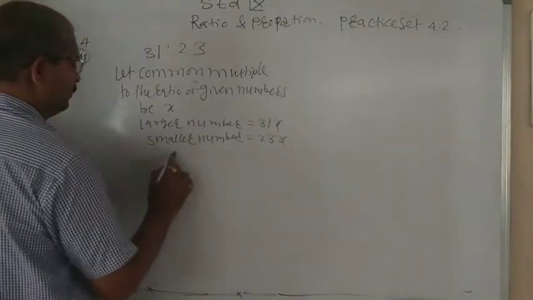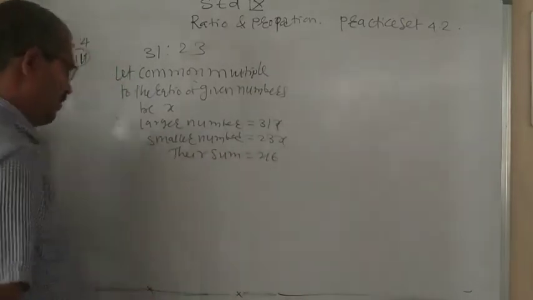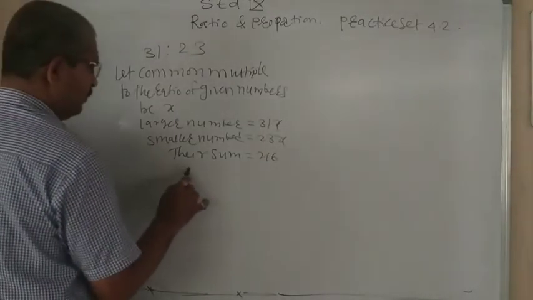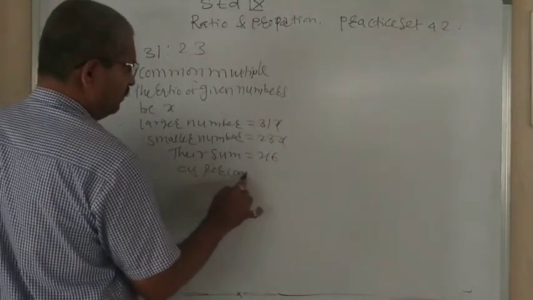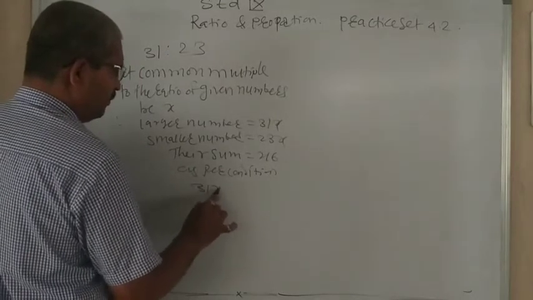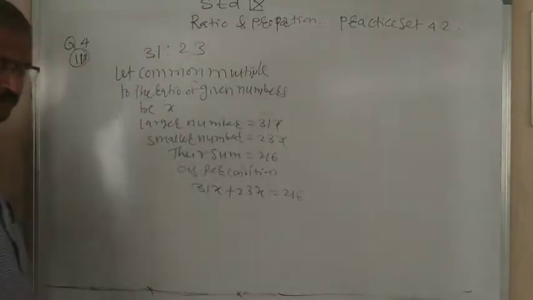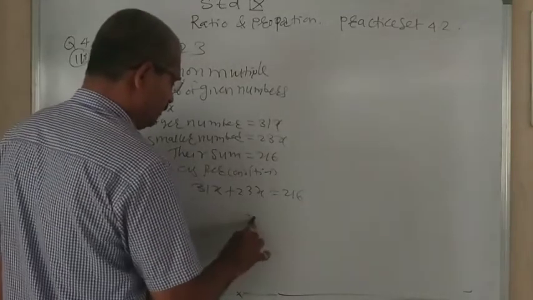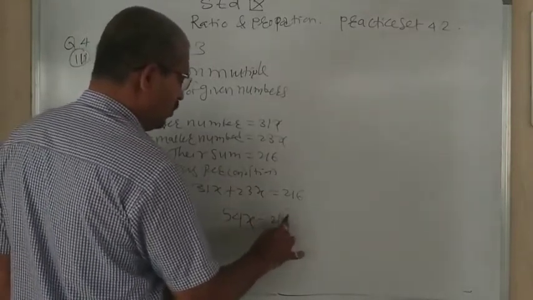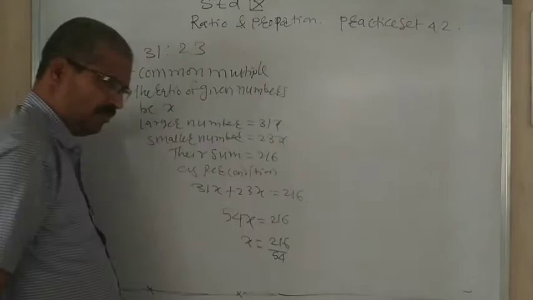Their sum is given as 216. Then we should solve it. How will you solve? As per the condition, the sum of the two numbers is 31x plus 23x, which is equal to 216. x is common. 31 plus 23 is 54, so 54x is equal to 216. Now x is equal to 216 divided by 54.